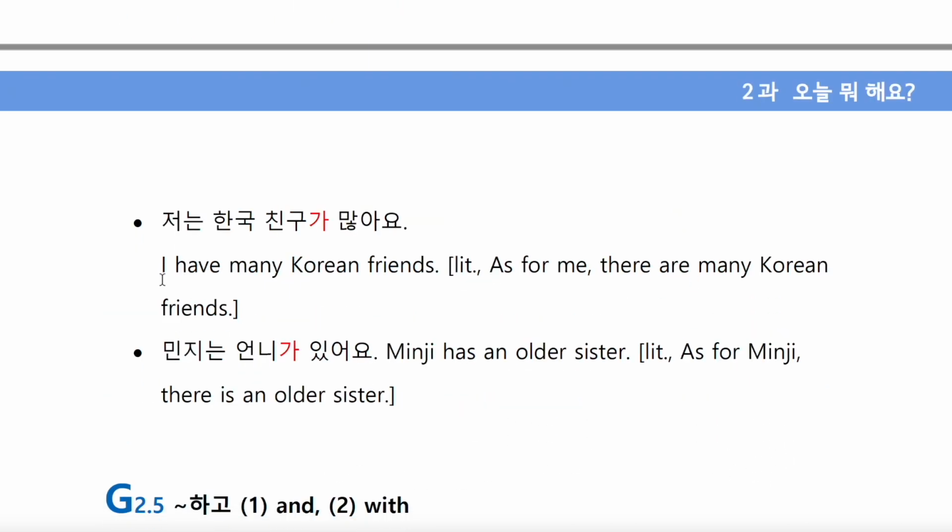So you have to say like 저는 한국 친구가 많아요. As for me, Korean friends many. So I have many friends. 그렇죠. 민지는 언니가 있어요. Exist. 그렇죠. There is an older sister. As for 민지, there is an older sister. That means 민지 has an older sister.